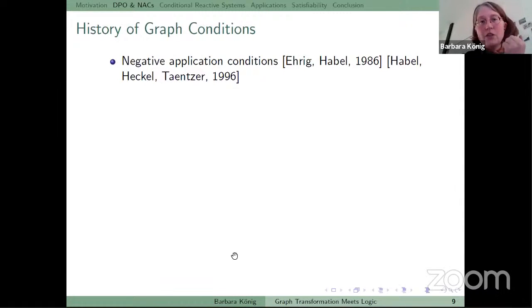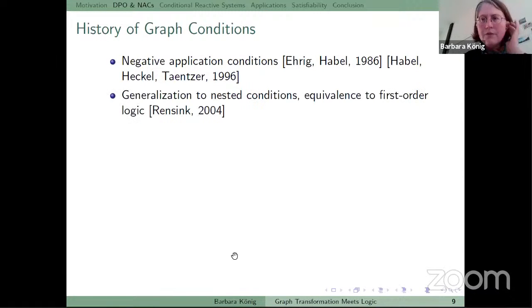So I tried to track the origin of negative application conditions, and the first paper that I found was one by Hartmut Ehrig and Annegret Habel from 1986. So it's the first one that I found. And there's another paper 10 years later by Annegret and Reiko and Gabi, which picked up this idea and then developed it further. Then, who was the first person to consider nested conditions? So not just negative conditions, but let's say nesting of quantifiers. We'll come to this later. Actually, the first paper that I found was the one by Arend Rensink in 2004. Very nice paper, where he also shows the equivalence to first-order logic.